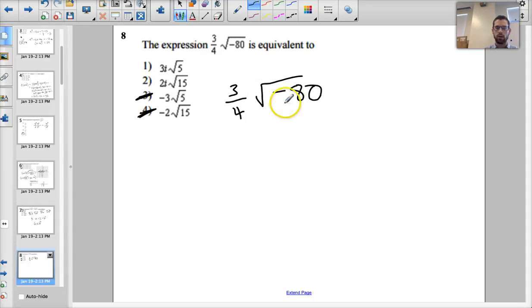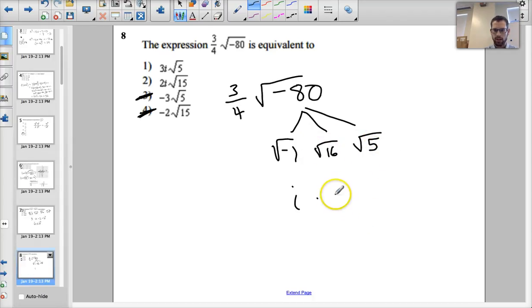So the square root of negative 80. Well, first of all, I'm going to break that into 3 pieces. I'm going to break out the square root of negative 1, which is eventually going to turn into an i. And then I'm going to break it up into the square root of 16 times the square root of 5. So the square root of 16 is 4. The square root of 5 is just going to stay under the radical because I can't simplify that any further.